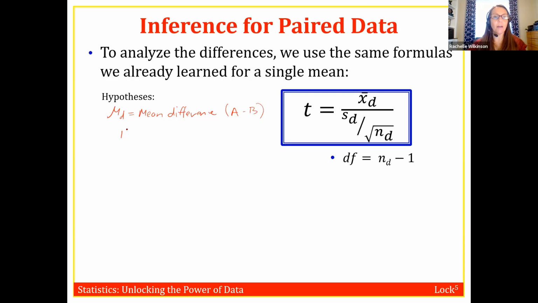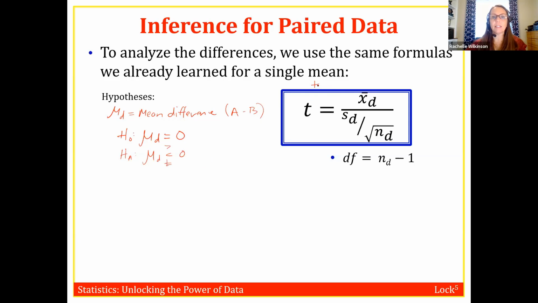And then when I write my hypotheses, my null hypothesis for a paired data study is always that mu d is equal to 0. And we say that because if there's no difference between Walmart and Randall's, then the mean difference would be 0. So the null hypothesis is always that they're the same. And if they're the same, then there's no difference. So the difference is 0. And then my alternative hypothesis is going to be that mu d is either greater than, less than, or not equal to 0.